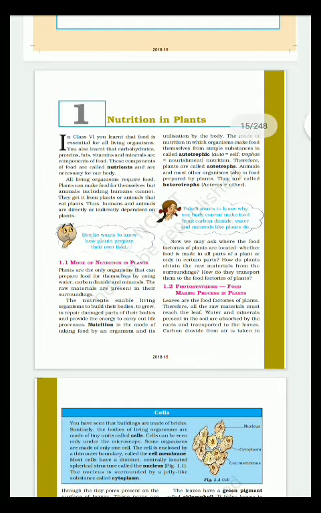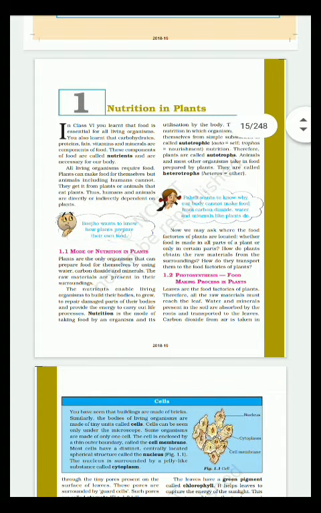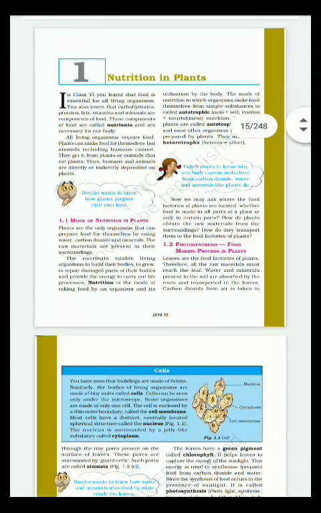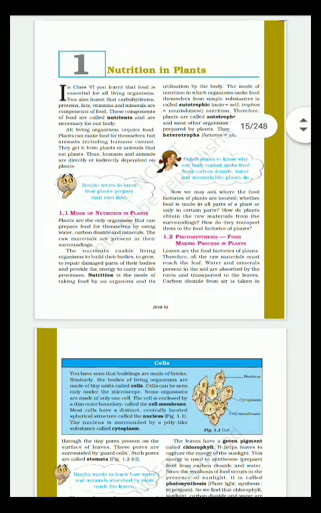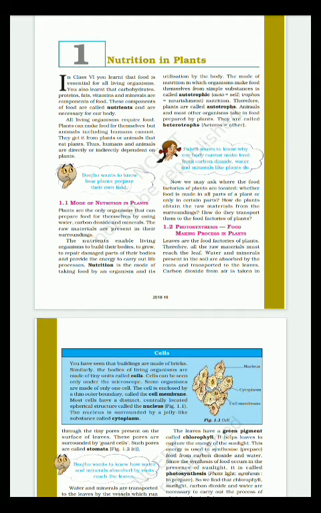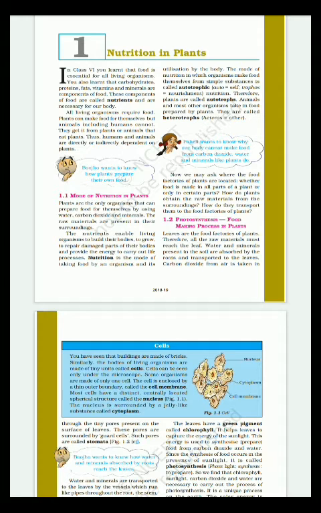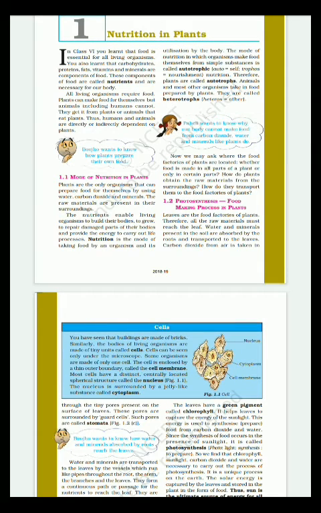Mode of nutrition in plants. Plants are the only organisms that can prepare food for themselves by using water, carbon dioxide, and minerals. The raw materials are present in their surroundings. The nutrients enable living organisms to build their bodies, to grow, to repair damaged parts of their bodies, and provide the energy to carry out life processes. So nutrients are required to build their bodies and to grow, also repair the damaged parts of the body, and also provide the energy to carry out the life process.